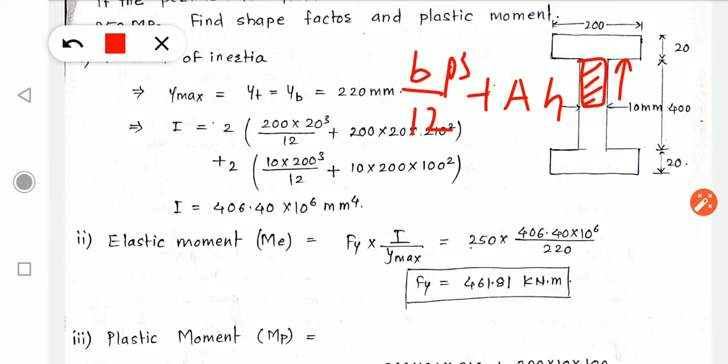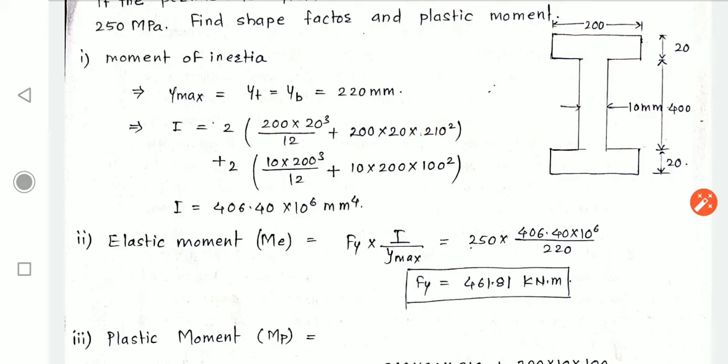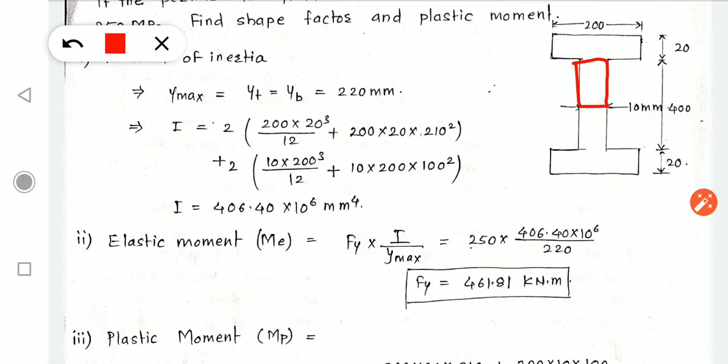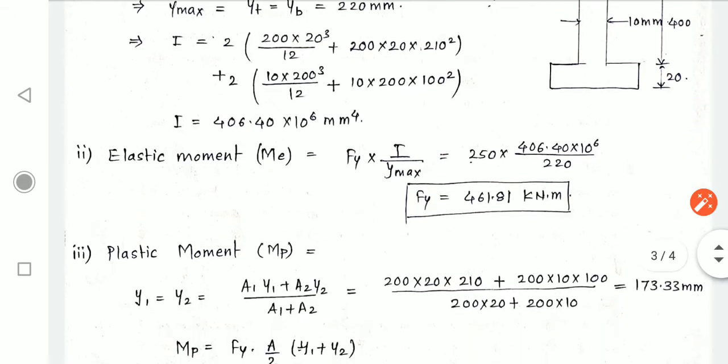height B into D cube. So B is 10, the distance is 10 mm. Then the depth is 200, because 20 is already covered, so 400 half is 200, and that we are taking as D. 20 cube divided by 12 into area, which is 10 into 200 into 100 square. What is 100 square? See here, if this is total 200, what will be the distance from the centroid? Of course half of it, 100, which is 100 square.